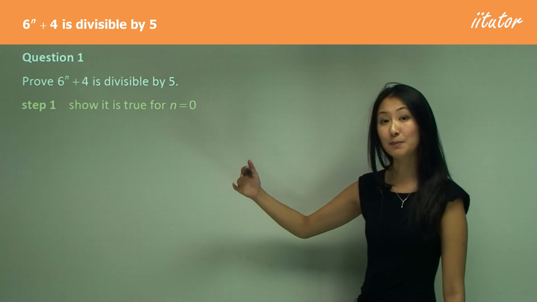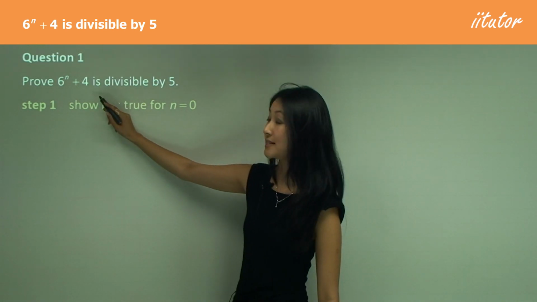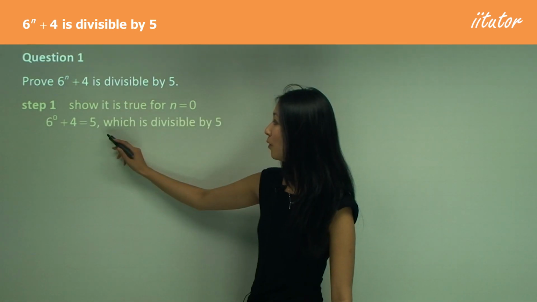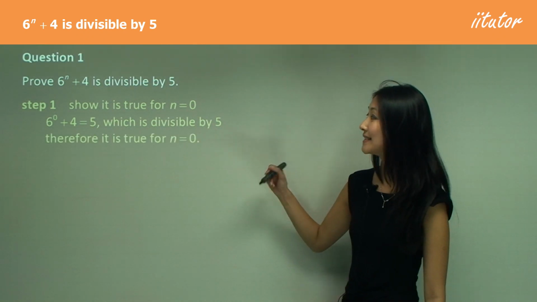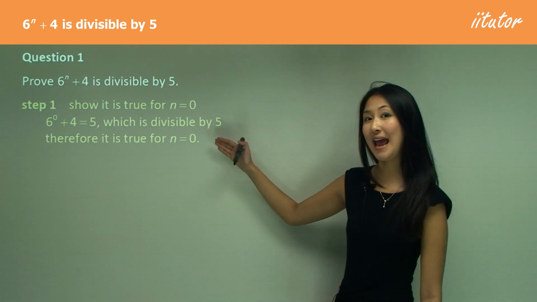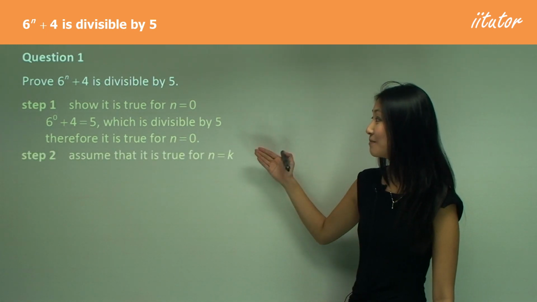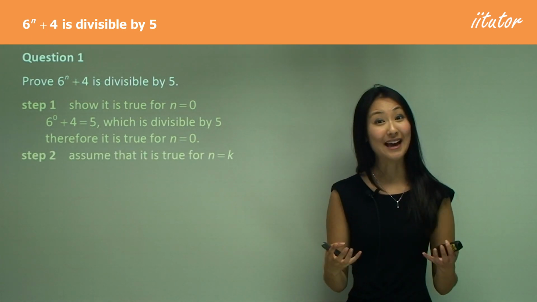So we start off by substituting in 0. So 6 to the power of 0 is 1. 1 plus 4 equals 5, which is definitely divisible by 5. So we can say, therefore, it is true for n equals 0. Moving on to step 2, this is where we make our assumption.